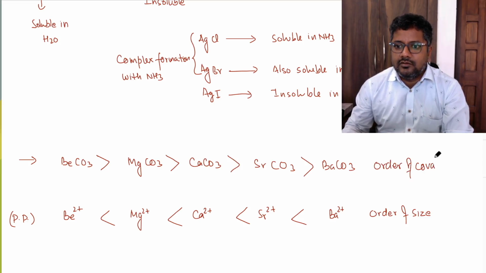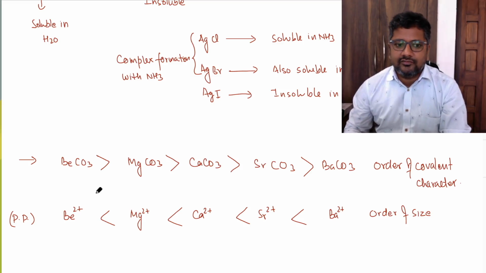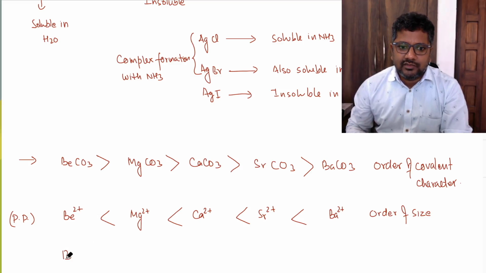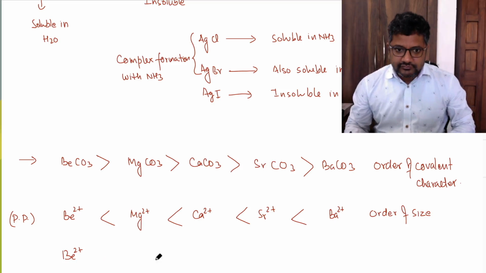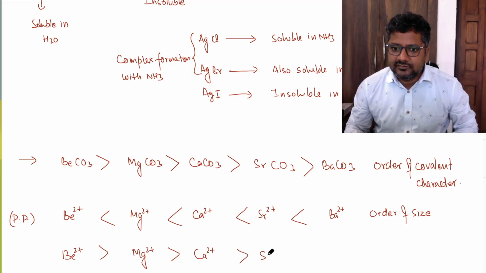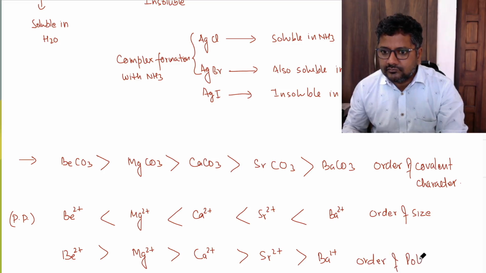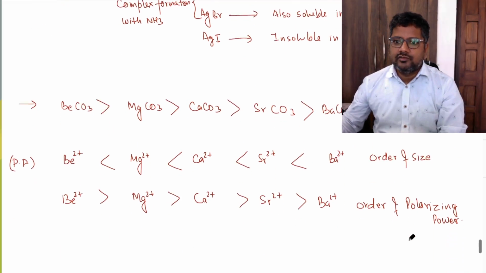So the order of covalent character among these carbonates is this. Maximum covalent character you will find here in BeCO3. I have already explained that on the basis of polarizing power, this has the maximum polarizing power. So if you want, you can rearrange: Be2 plus, Mg2 plus, Ca2 plus, Sr2 plus and Ba2 plus. This is the order of polarizing power, right? So this is the covalent character.